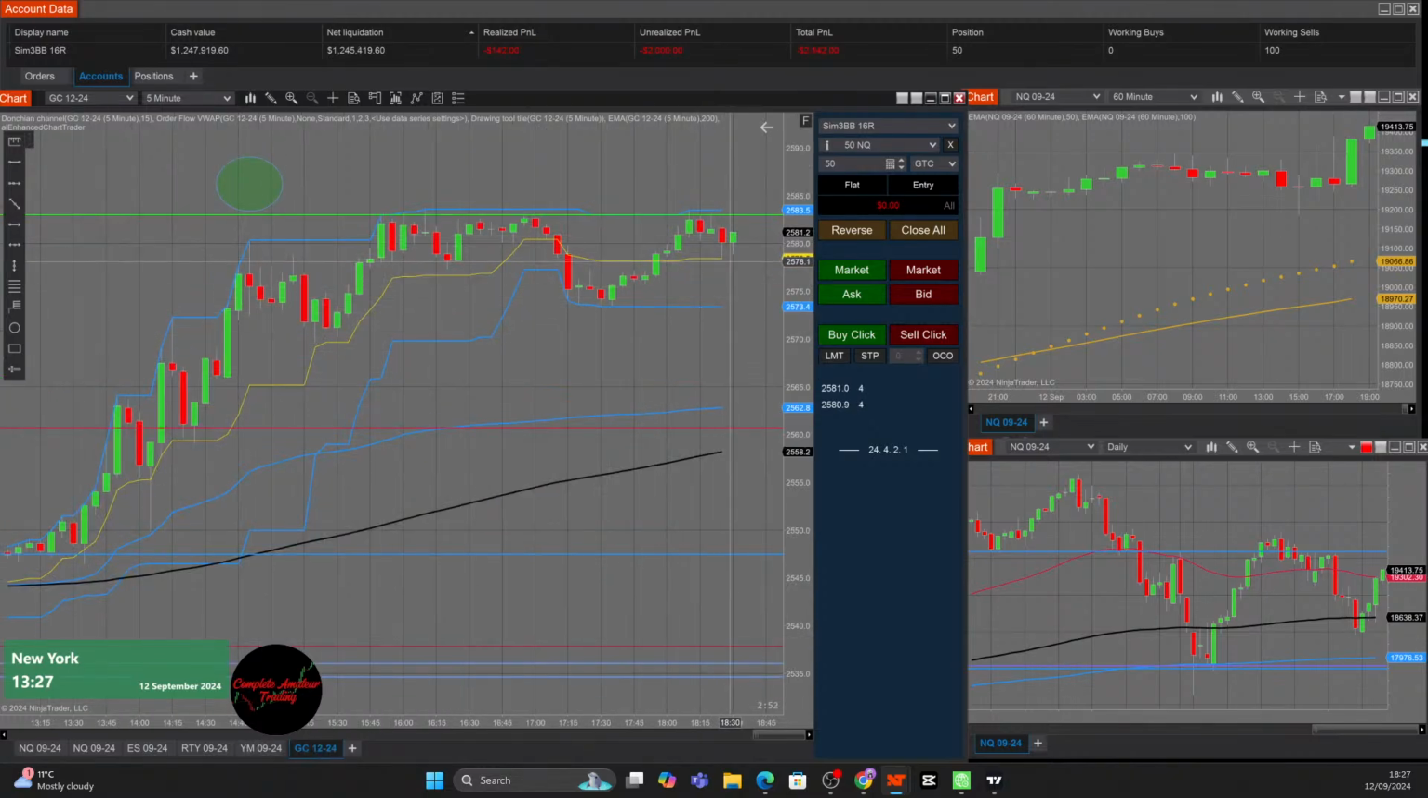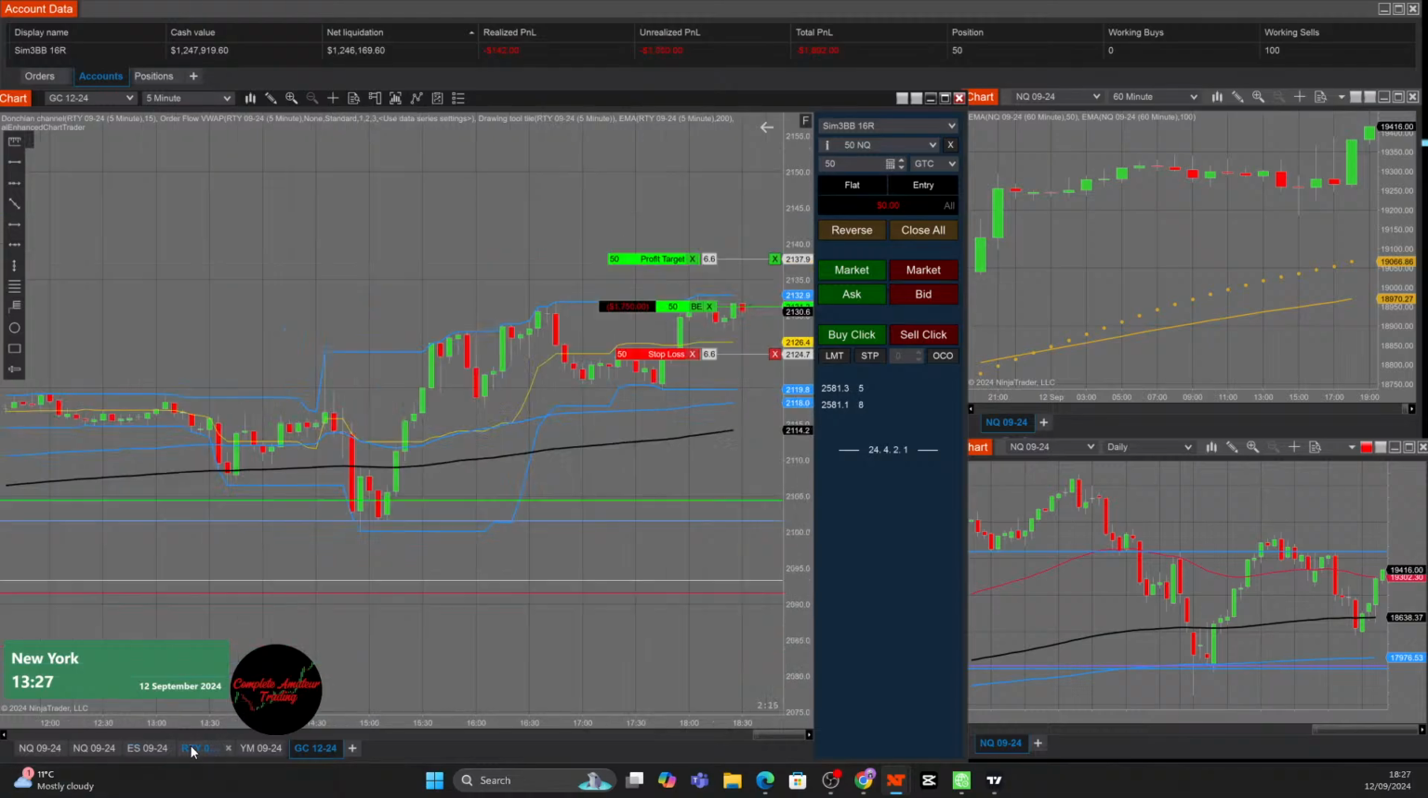Interesting. Come back into an area of pullback. So potentially seeing divergence here. We're seeing the candles being bought up on both ES and NQ as well as YM, but RTY is to the downside.